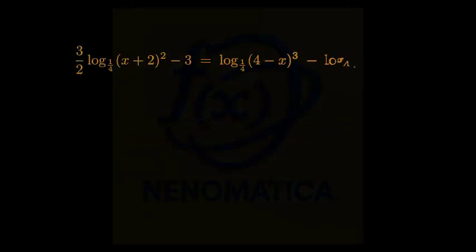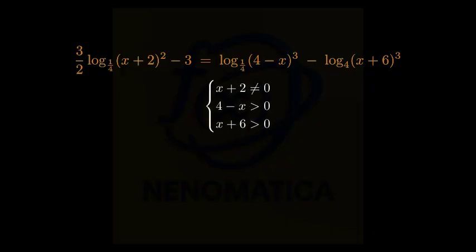Here is the equation. 3/2 times log base 1/4 of quantity (x + 2) squared minus 3 equals log base 1/4 of quantity (4 - x) cubed minus log base 4 of quantity (x + 6) cubed. Step 1. State the domain conditions for the logarithms. Each argument must be positive.